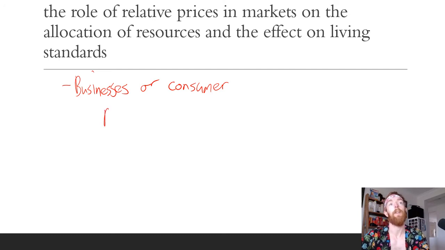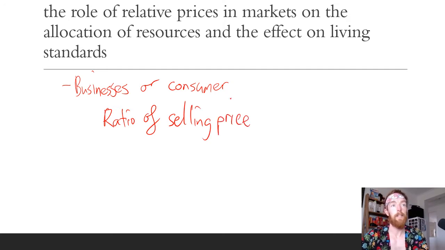And it's really important that it's the ratio of selling price. So with businesses, let's just say, we'll go with the classic example we always have, apples and oranges.